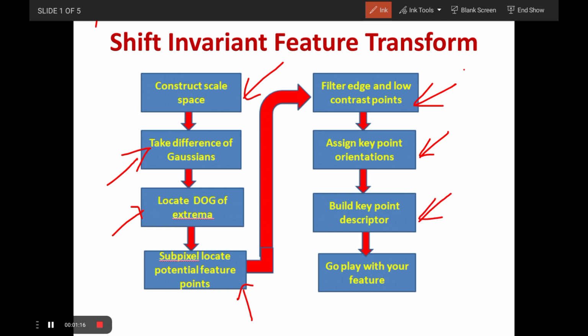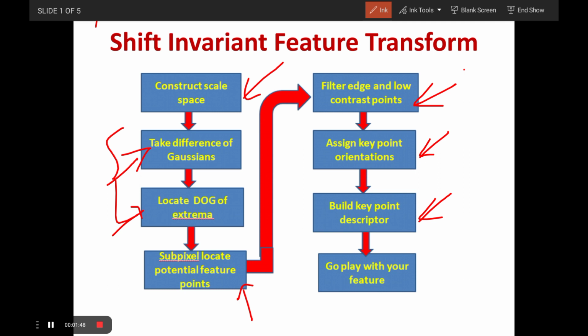Why? Because the first step is just to take the difference of Gaussians for locating the corresponding key points. After that, you have to remove the edges and contrast points in the image. After that, orientation is very important. You assign a key point orientation to identify the corresponding edges or corners in the image. The third step is, once you identify the key point orientation, you can represent the points.